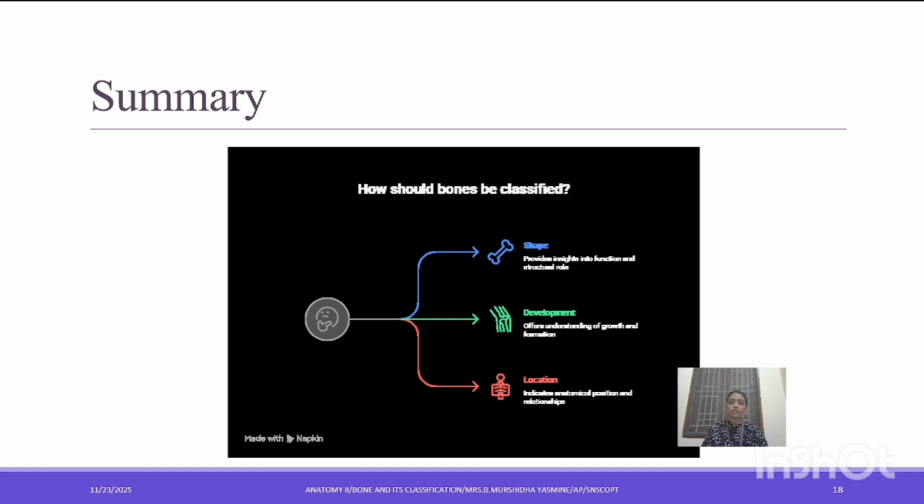To summarize this topic, how the bone was classified: it was classified based on the shape, which provides insight into function and structural role, based on the development, which offers understanding of the growth and formation, and based on the location, which indicates the anatomical position and relationship.